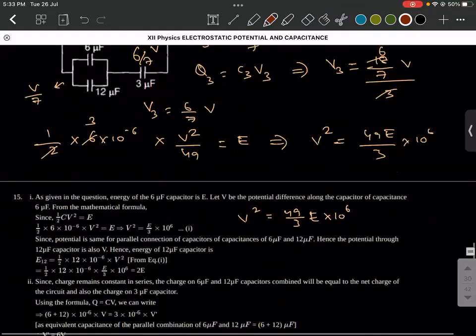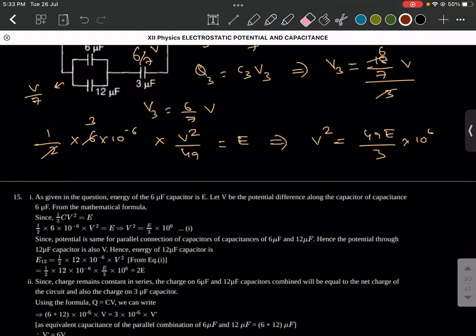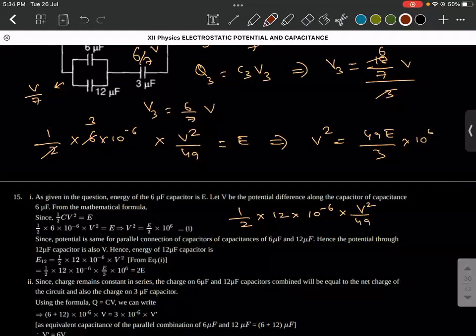So when I calculated the energy across the 12 microfarad capacitor, I wrote it as half into 12 into 10 power minus 6 into V square, and I wrote it as 49E by 3 into 10 power 6. No. Should I write it as V square by 49? That is what I made. V square by 49 is what I should have written, because the potential across the 12 microfarad capacitor is also V by 7 only. Okay.